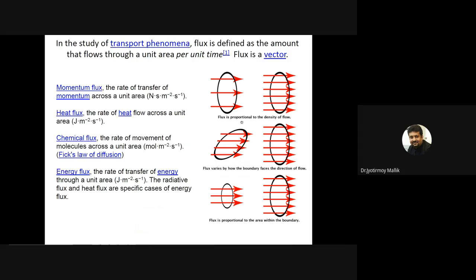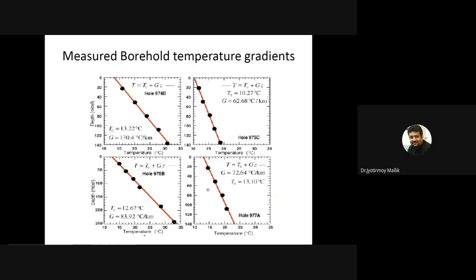Now flux is proportional to the density of the flow. Flux varies with how the boundary faces the direction of the flow. As you can see, if it is perpendicular, there are more lines passing through. Density of the flow means whether more heat or less heat is being propagated. And flux is proportional to the area of the boundary. With a smaller area, less heat can flow.